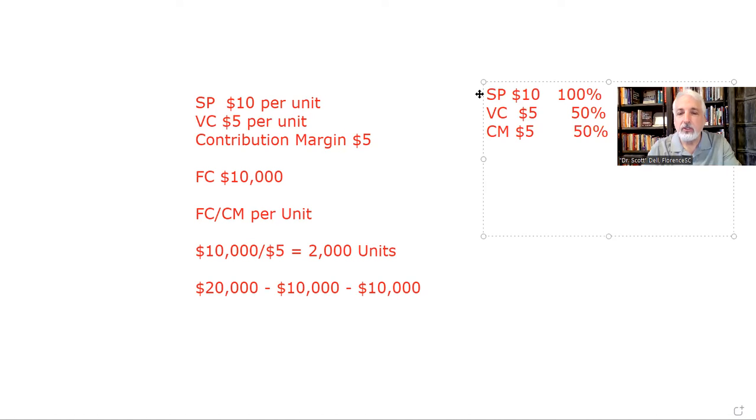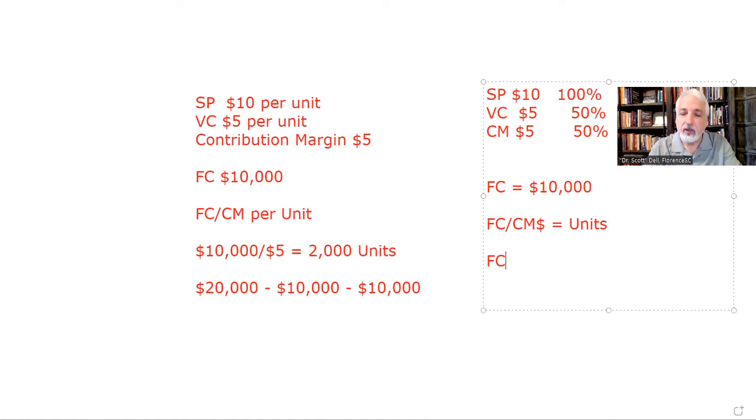So we said we had our fixed cost of 10,000. We were able to do fixed cost divided by contribution margin dollars to give us units. We also can do fixed cost divided by contribution margin percentage, which, if you do dollars divided by a percent, we're still going to end up with dollars. So let's do that here.